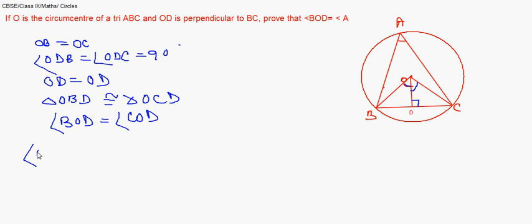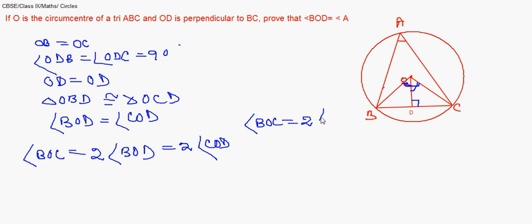Angle BOC can then be written as twice of angle BOD, or we can write it as twice of angle COD as well. Now this arc BC, this one, subtends this angle BOC at the center and angle BAC on the remaining part of the circle, thereby making angle BOC twice of angle BAC, or completely a big angle A.